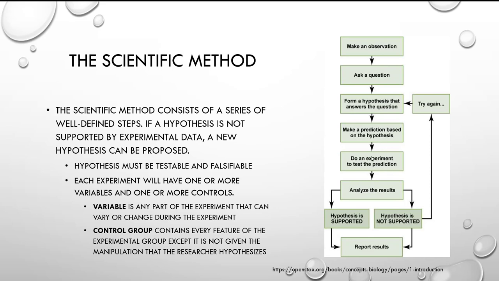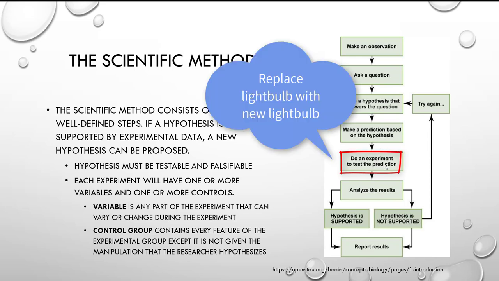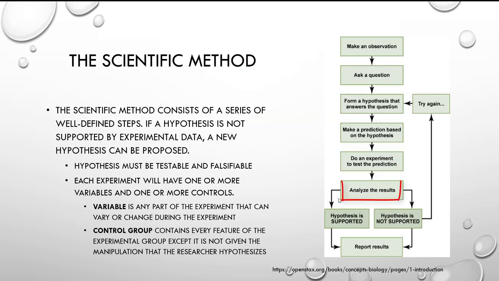All right, so now that we've made our prediction, if I change the light bulb, put in a new one, and turn on the light, it will work. So then I do the experiment. I replace the light bulb with a new light bulb, and let's say that it turns on. If it turns on, then the hypothesis is supported and I report my results. If it doesn't turn on, that means the hypothesis is not supported. So then I have to try again.